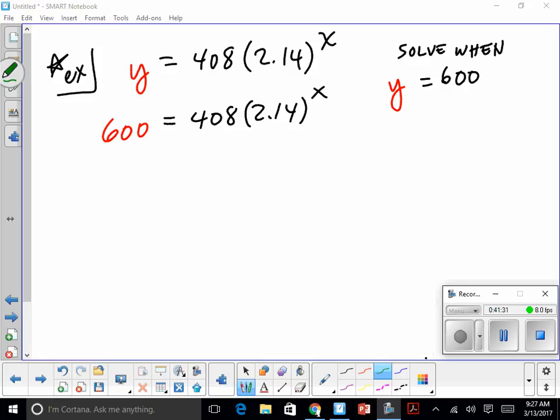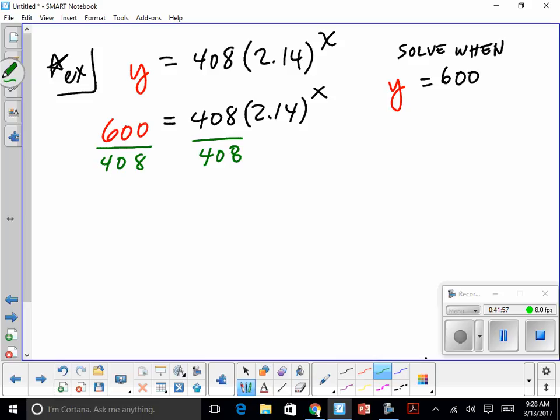Now, they use these big, ugly numbers because they know you're using a calculator, so they're not afraid of giving you big numbers. If you didn't get this part, please write it down. This is going to be a star problem. If you see something like this, this is going to be one of your go-tos. What's 600 divided by the 408? 1.47.